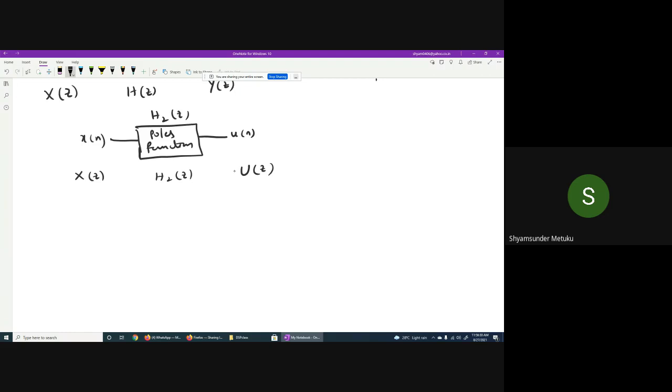What is the relation between U of Z, X of Z, and H2 of Z? Can you tell? U of Z is equal to H2 of Z into X of Z. Very good. Perfectly correct. So U of Z is equal to X of Z into H2 of Z. Can you tell me what is H2 of Z?